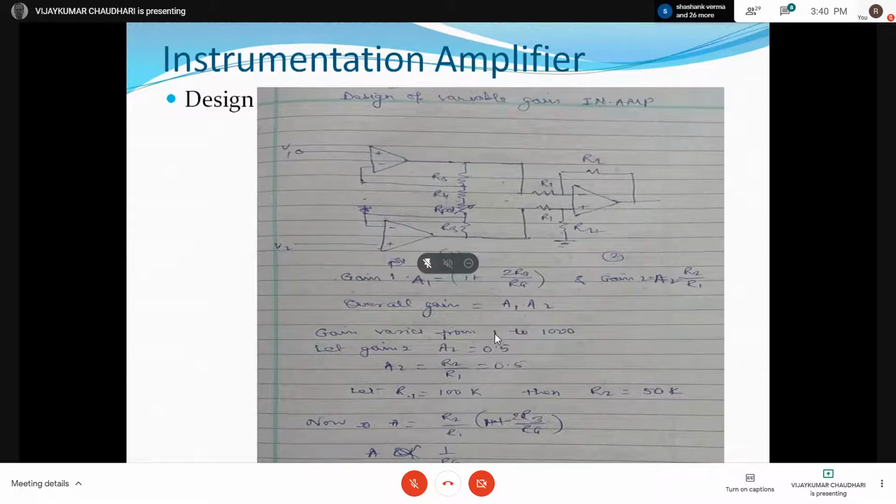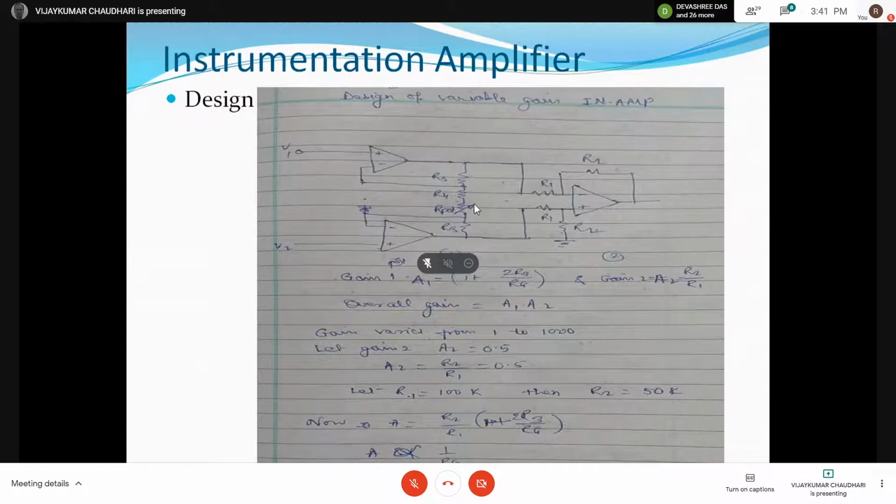If we want to have minimum gain, then Rg, which is in the denominator, should be maximum because it is inversely proportional. Maximum Rg and minimum gain. Minimum Rg and maximum gain. Right? So Rg, which is the combination of R4 plus R pot. If we want minimum gain, then for minimum gain, R4 plus R pot should be maximum. So the potentiometer should be at its extreme point, right?